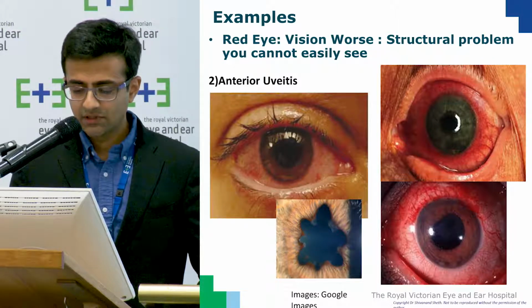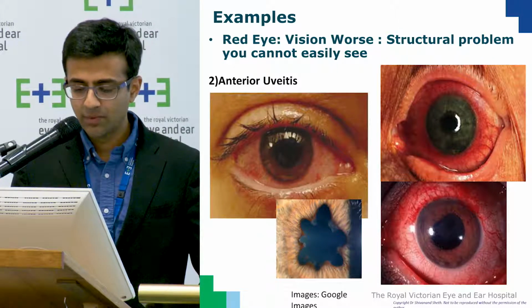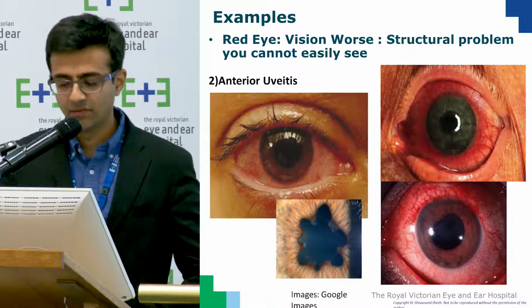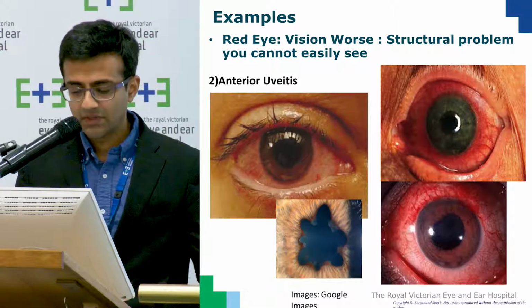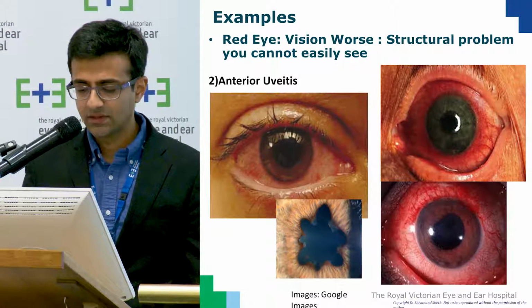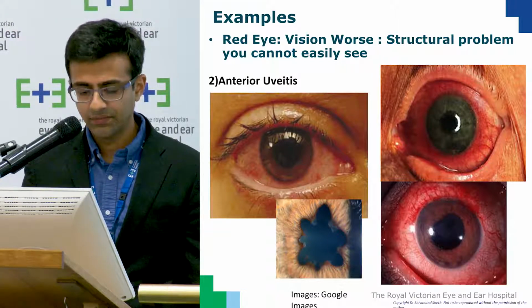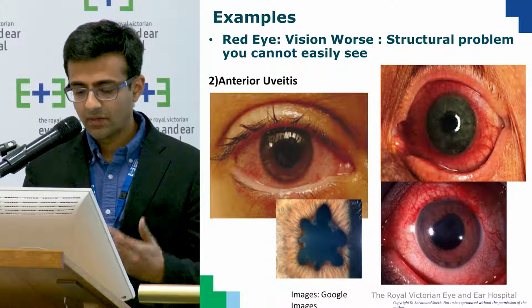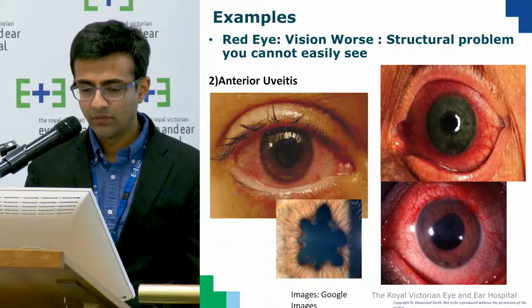Anterior uveitis can also be suspected in someone with a red eye who's got a pupillary change, because if the iris is inflamed, they can develop sticky adhesions to the lens called synechiae, like these. So if you see a red eye with a distorted pupil, probably a uveitic red eye.